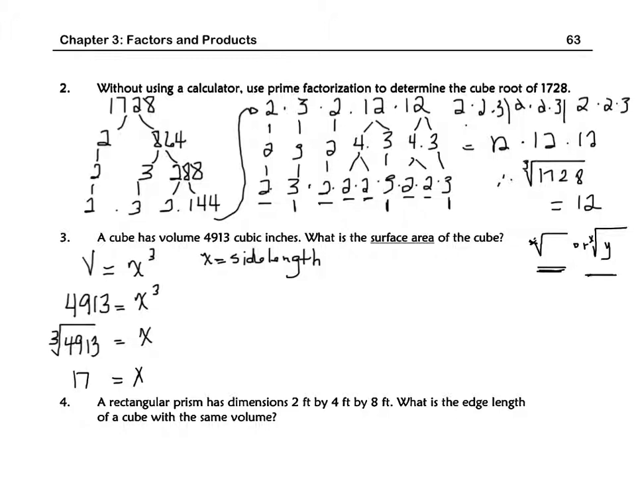The surface area of a cube is 6 times the side length squared. So all we have to do is put the 17 in for x, square it, and then multiply it by 6, because you have to follow order of operations. So 17 squared times 6 would be 1,734 inches squared.